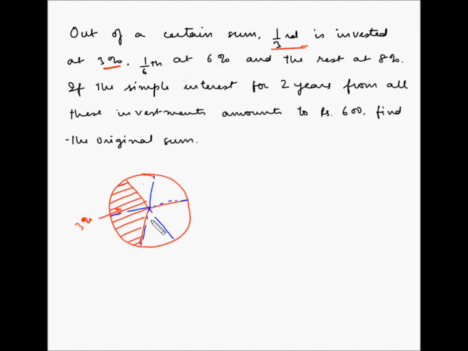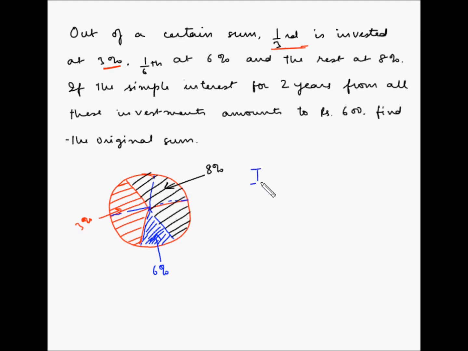So 1/3 is at 3% and 1/6 is at 6%. Let's say this is the area which has been invested at 6%, and the remaining, which is this area, has been invested at 8%. Now if the simple interest for 2 years from all these investments amounts to rupees 600, what is the original sum, or what is the entire investment for this person?